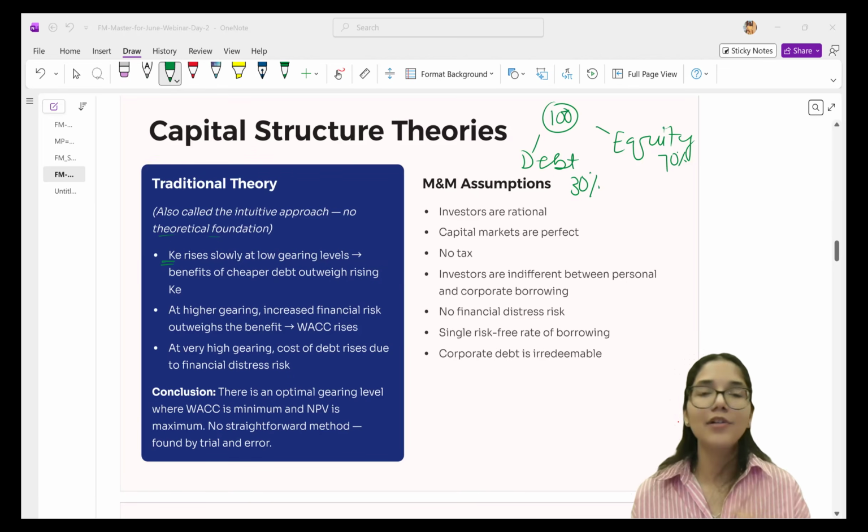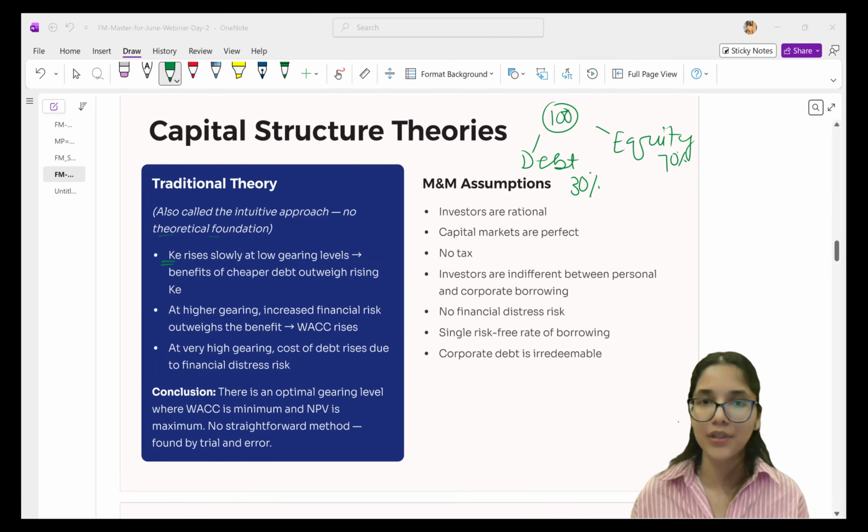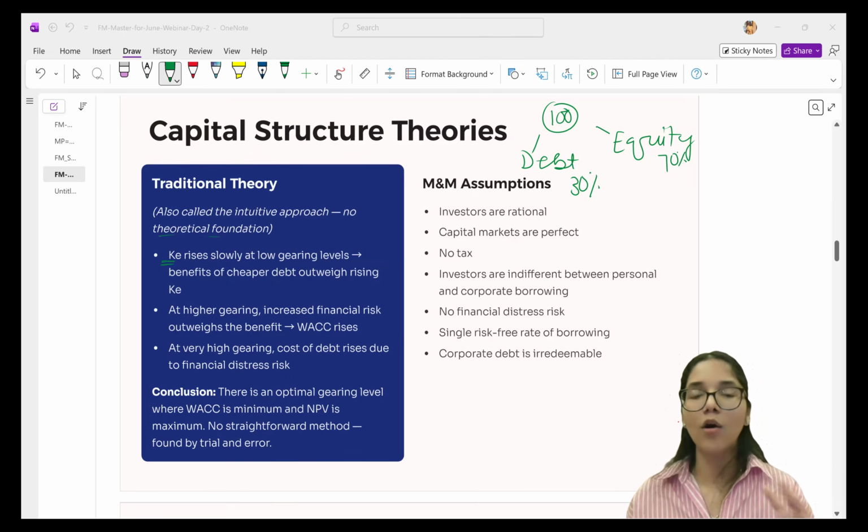So these two people were criticized so much that they decided to come up with a new theory where they relax this assumption. They say, okay, taxes do exist in the economy. Now let's see what happens. So we will study both of the theories one by one and see what were the assumptions and what were the conclusions as per these theories. Some of the assumptions are common in all of the M&M theories that we have. Just one, the no tax assumption, gets relaxed in the M&M with tax theory that we will study as the second one.